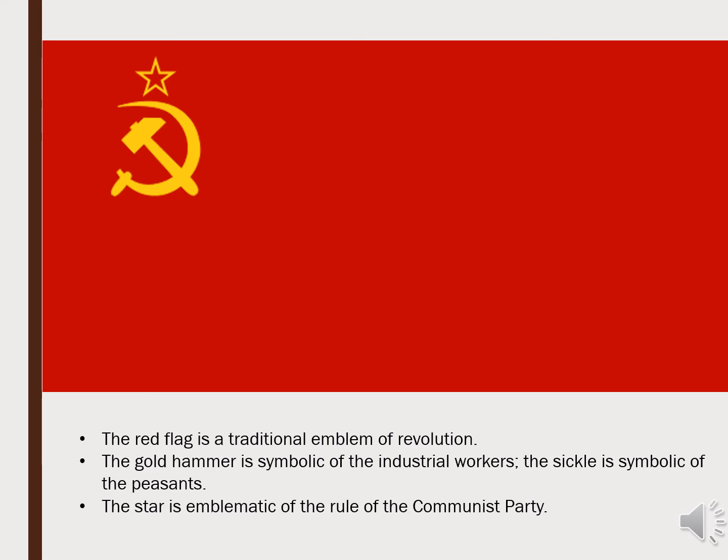Okay, and the star that's above them is emblematic of the Communist Party, and notice it's above them. That's because that's who rules. So the Communist Party becomes a one-party state. They outlaw other political parties. Only the Communist Party is allowed, and so that's what ends up happening. And this is why their flag is what it is.